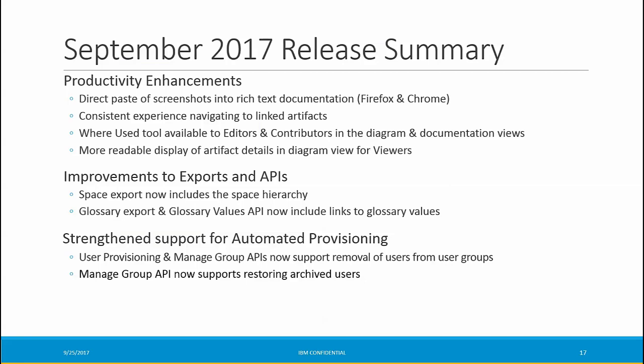We also saw that the space export now includes space hierarchy for artifacts and subspaces, and that the glossary export includes links to glossary items, as does the glossary values API. And then finally, we saw that the user management APIs have been updated to support the removal of users from user groups, as well as the restoring of archived user groups.